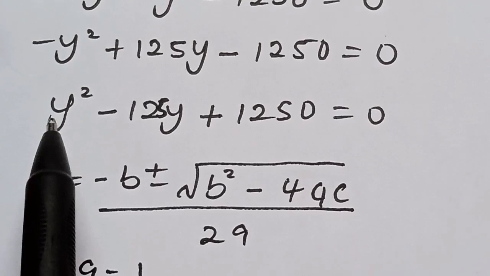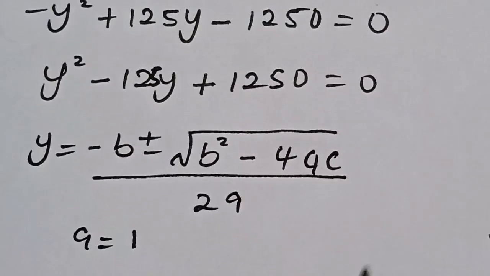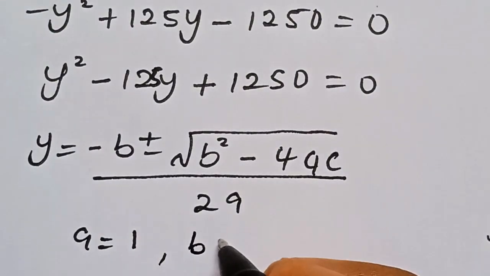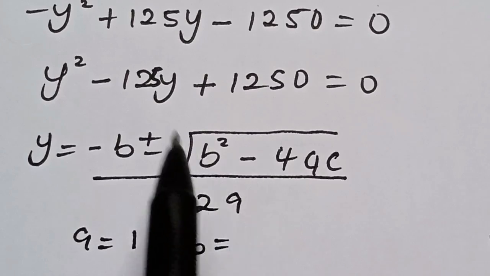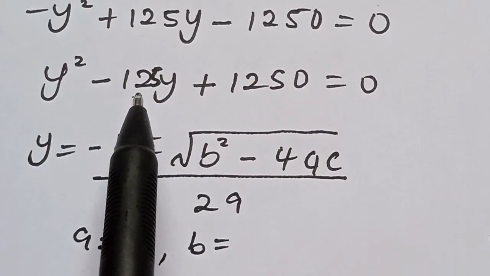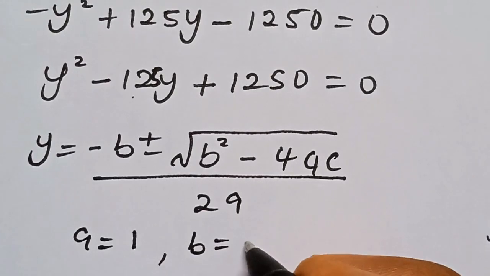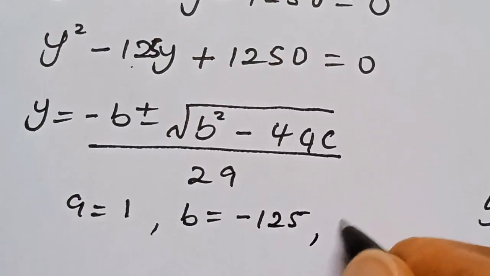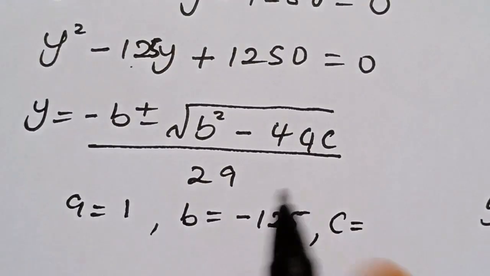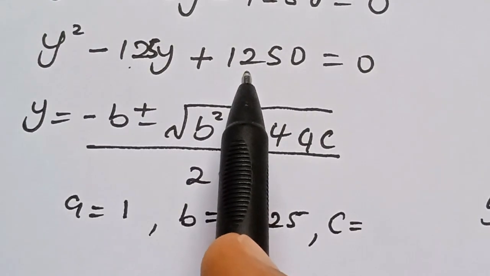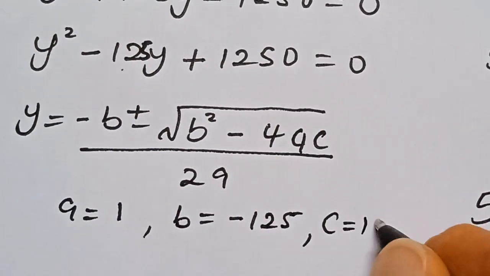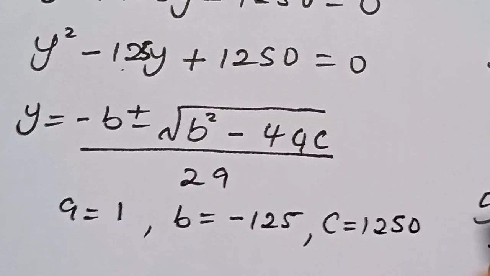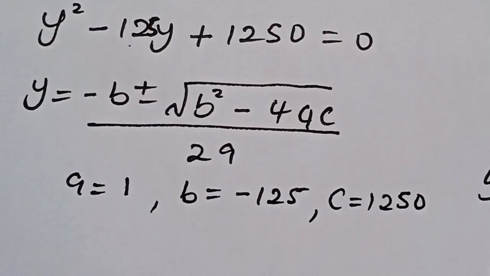This is the coefficient of y squared. Then our b equals minus 125, from this term. So the value for c is then 1250. So we now input all these values into the equation.